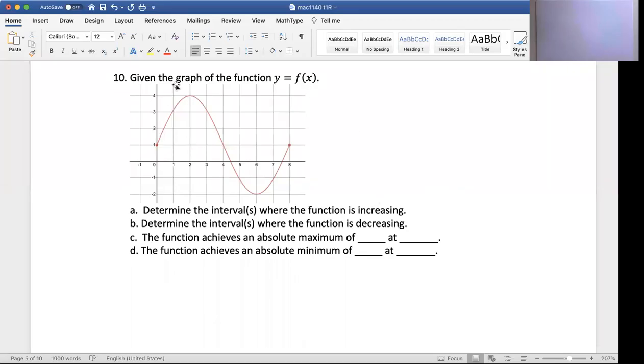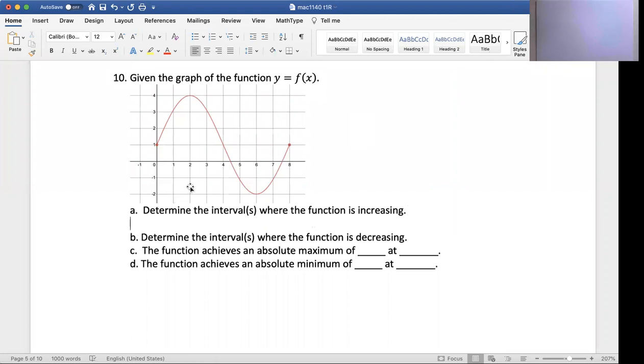So this question gives us a graph, and we want to determine the intervals where it's increasing first. So you think about a roller coaster, you think of the x-axis as time, and you think of the y-axis as height, maybe above or below ground. At this point, it goes underground like a subway. And at what time is it increasing?